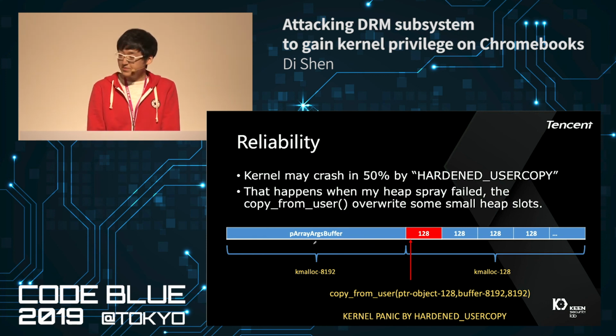That happens when my heap spray fails, and the kernel function copy_from_user will overwrite some small heap slots. In this picture, you can see that the first one is the p_array args buffer, the victim buffer, no problem. But the next one is a kmalloc-128 buffer. It's not my sprayed buffer, it's something else, random. When this happens, it will copy 2,000 bytes to a buffer which only has 128 bytes. The kernel will notice that and panic because of the hardened usercopy feature.